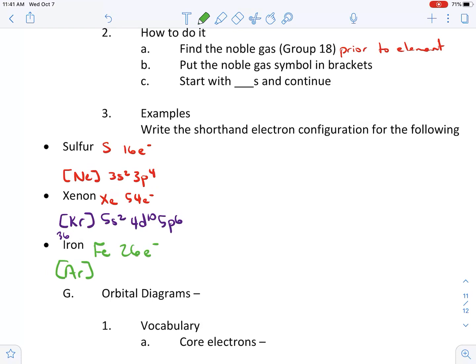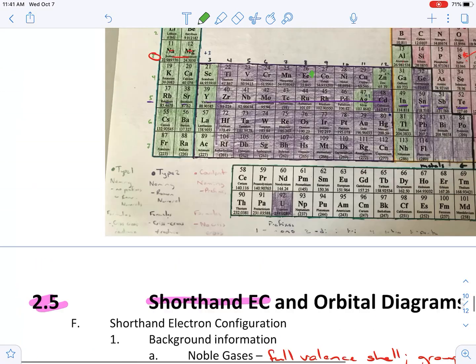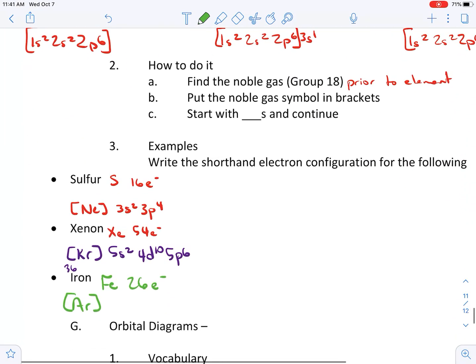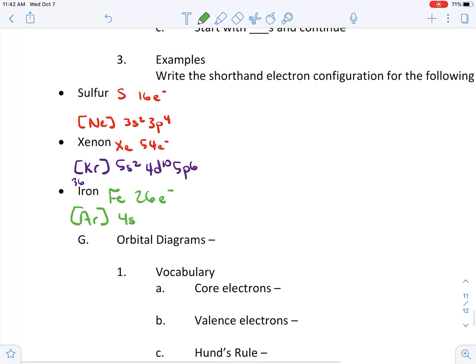Now, again, we start with whatever row iron is in. Iron is in row 4. Here's row 4. So we're going to say 4s2. Then 3d. 1, 2, 3, 4, 5, 6. 3d6. So 4s2 3d6. That's where this video is going to start.